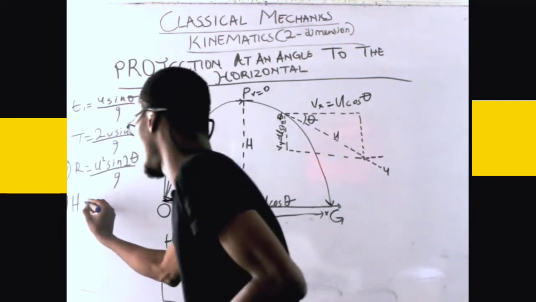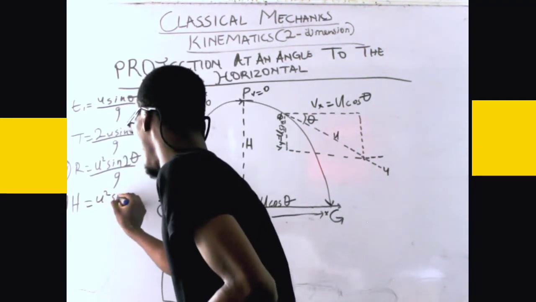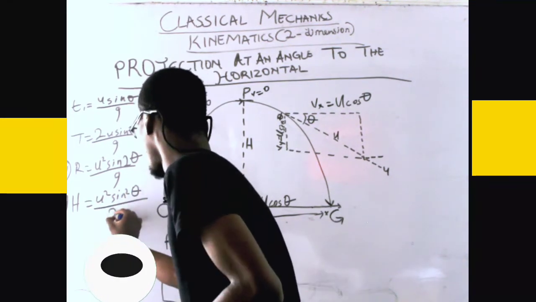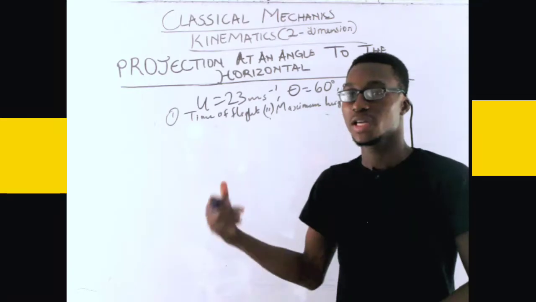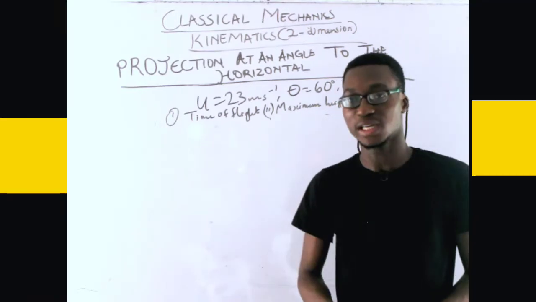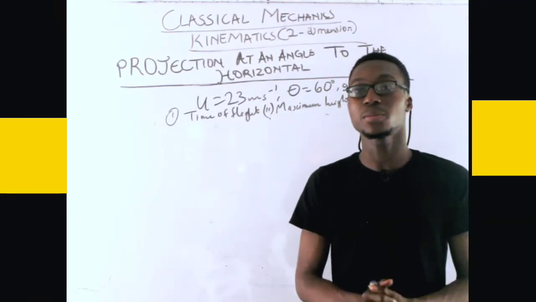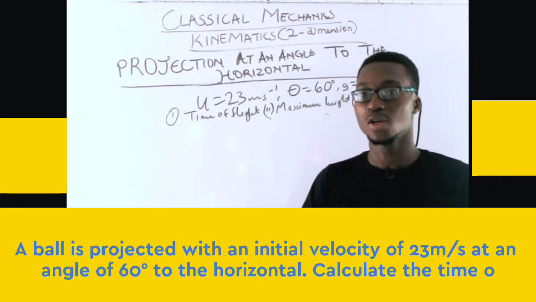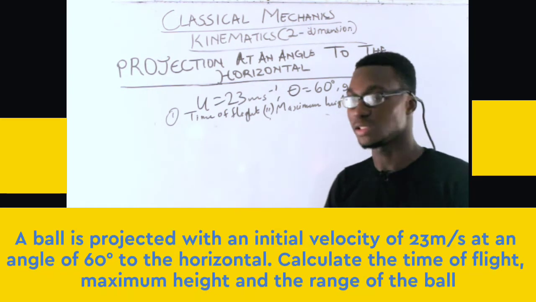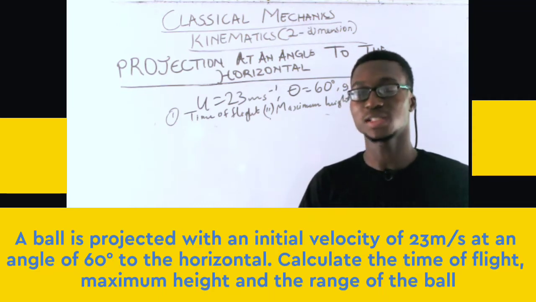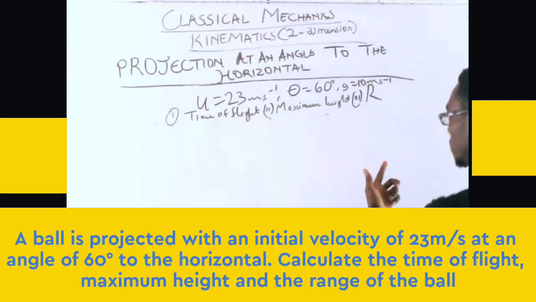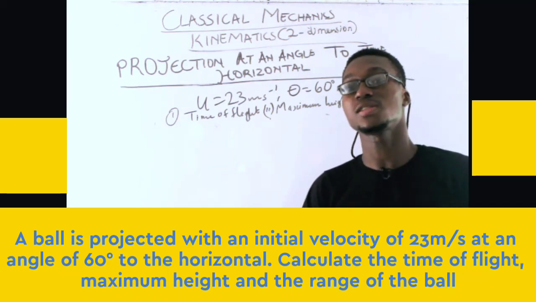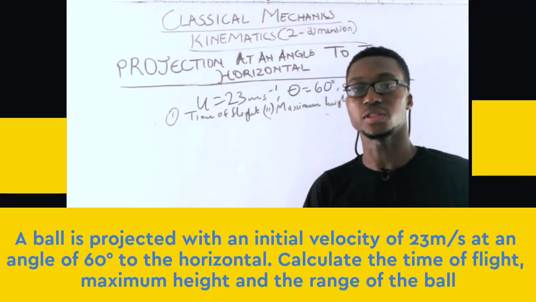So there we have our formula for the maximum height. Here's a question on the board. A ball is projected at an initial velocity of 23 meters per second at an angle of 60 degrees to the horizontal. The question says you should calculate the time of flight, the maximum height, and the range of the projectile. So go ahead and pause this video, then try and solve it.